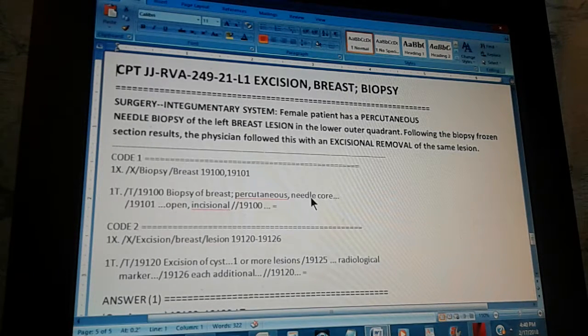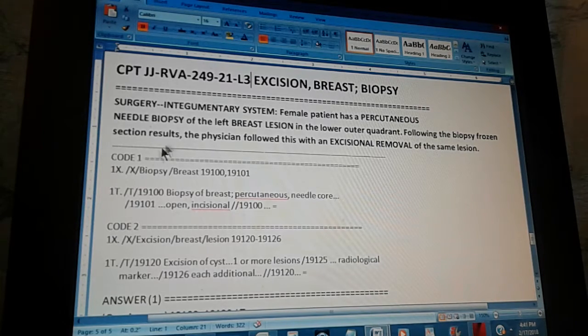CPT JJ-RVA-249, exercise 21, and this is a level 3. Level 3 exercise is excision, breast, and biopsy. It's a surgery of the integumentary system. The female patient has a percutaneous needle biopsy of the left breast lesion in the lower outer quadrant. Following the biopsy frozen section results, the physician followed this with an excisional removal of the same lesion.